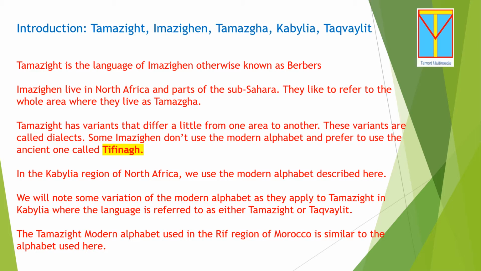Some Imaziran don't use the modern alphabet and prefer to use the ancient one called Tifinagh. In the Kabylia region of North Africa, we use the modern alphabet described here. We will note some variation of the modern alphabet as they apply to Tamazight in Kabylia, where the language is referred to as either Tamazight or Taqbaylith. The Tamazight modern alphabet used in the Rif region of Morocco is similar to the alphabet used here.